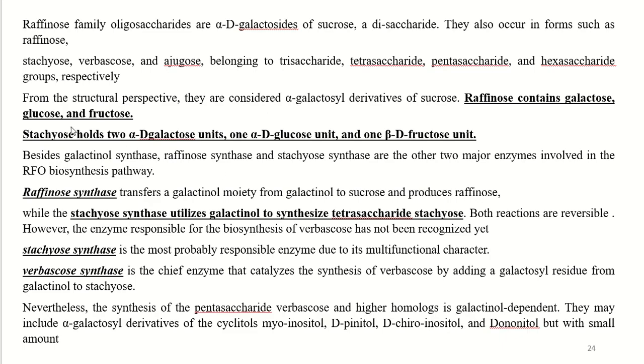Okay. Now raffinose contains galactose, glucose, and fructose. Now stachyose. Stachyose holds two galactose units, one D-glucose and one beta-D-fructose. Same thing, glucose and fructose are also there, but here you will find two galactose. One galactose means raffinose, two galactose means stachyose. Now raffinose synthase transfers the galactose moieties from galactinol to sucrose and produces raffinose.